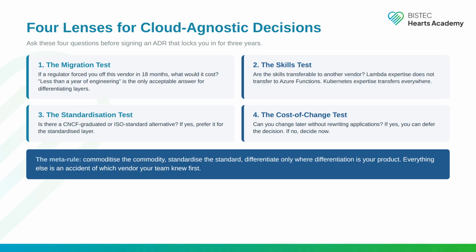Differentiate only where differentiation is your product. Everything else is an accident of which vendor your team knew first. When in doubt, write the decision down as an ADR with reversal conditions. The act of writing reversal conditions forces you to admit what would change your mind. If you cannot write the reversal conditions, you have not made a decision, you have defaulted.